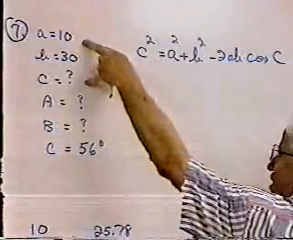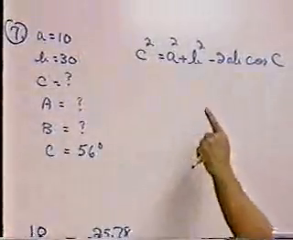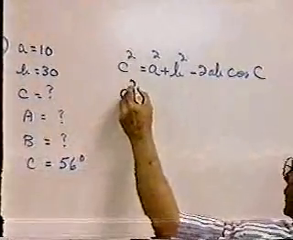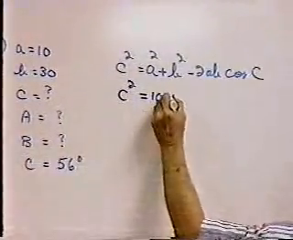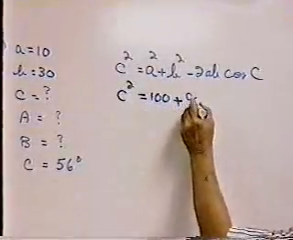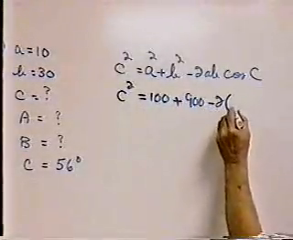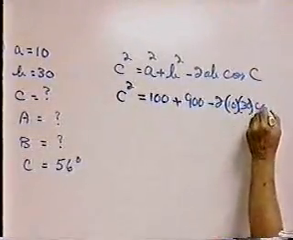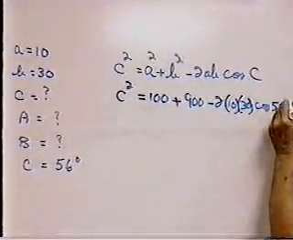If you're given AC, it's angle B. So if you're given that, then you use the law of cosines. All right, so C squared, we don't know it. A squared would be 100. B squared would be 900. Minus 2 times 10 times 30 times the cosine of 56 degrees.